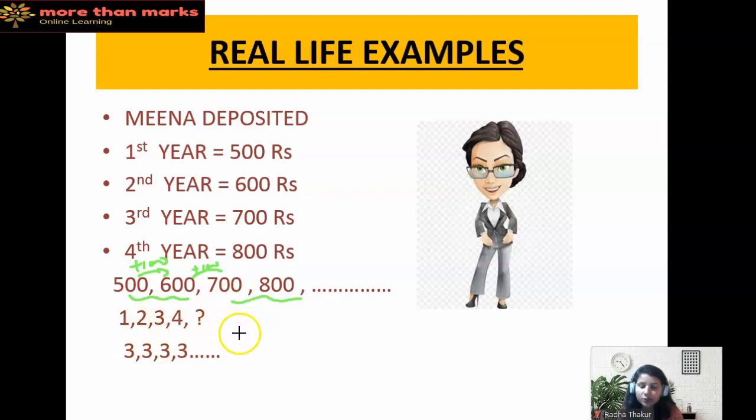Similarly, for example 1, 2, 3, 4, this is also an AP series. What about 3, 3, 3, 3? Can you tell me, is this an AP series or not?